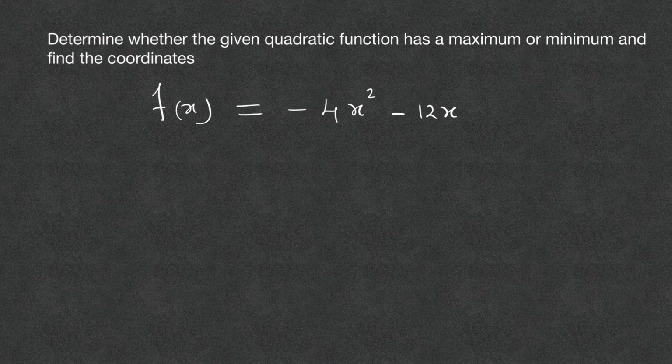Since the leading coefficient of the function is negative, the parabola, the graph of the function, will face downward. And it has a maximum point at the vertex. Let's say h, k.